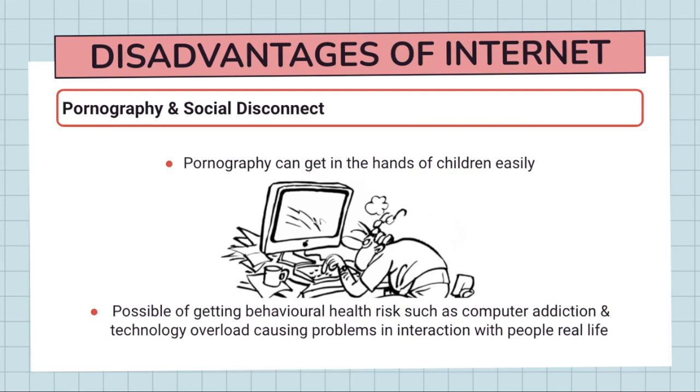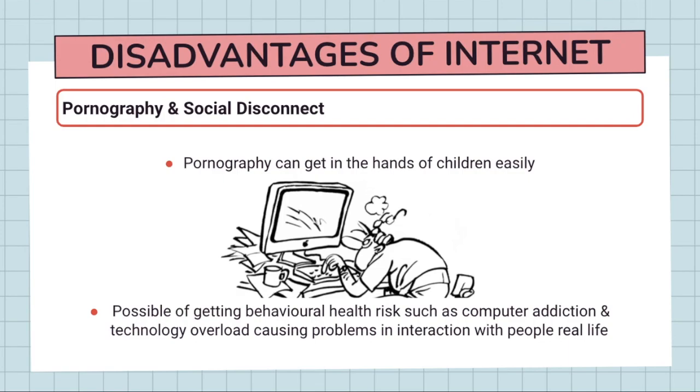So last but not least, pornography and social disconnect. Pornography can get into the hands of children too easily with the internet. Prolonged or improper computer use to access the internet can lead to pornography addiction, computer addiction and technology overload, which can cause problems in interaction with people in real life, right?